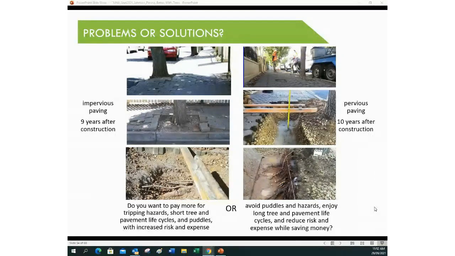Or on the right, we can avoid puddles, we can avoid hazards, we can have longer tree and pavement lives, we can reduce risk and expense, and we can save money. It's really a no-brainer. Do you want puddle paving on the left, or do you want permeable paving on the right? Puddles are great to play in, but if you just go into the shops, they're a pain to slip in. So I recommend now, if we're looking at a new development, permeable pave the human traffic areas, not where you think the greatest water will be. The greatest benefit will be avoiding the trip hazards and the liability claims and the pain and suffering.